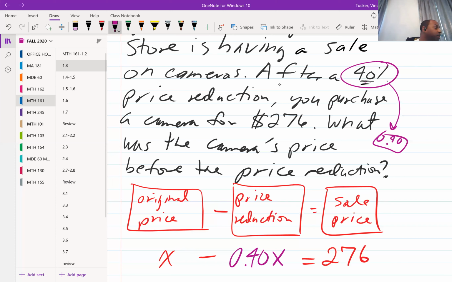And like I said, of means multiplication. So that's 0.40, or 40%, times the original price. And remember, our original price is X. So that's why we multiply 0.4 times X.